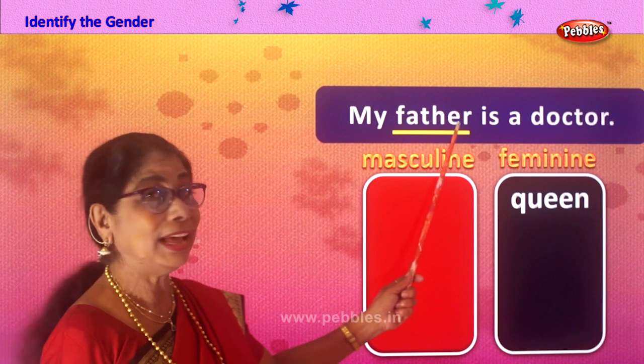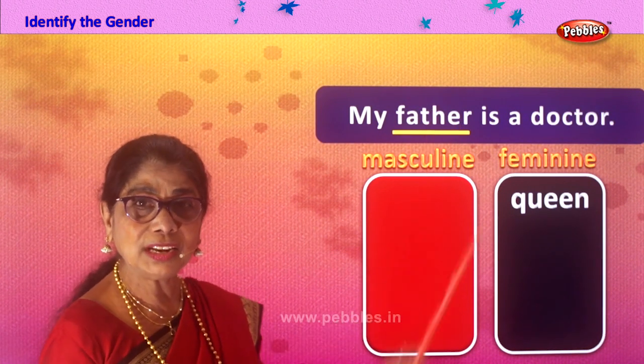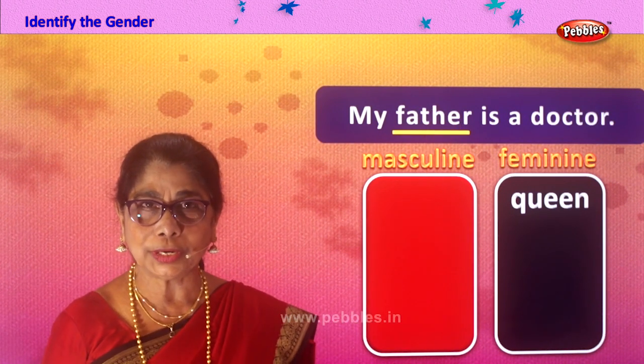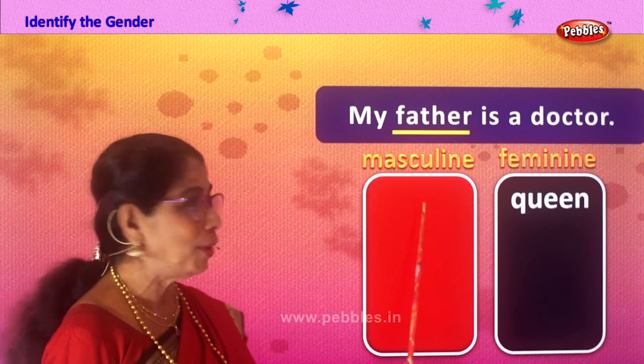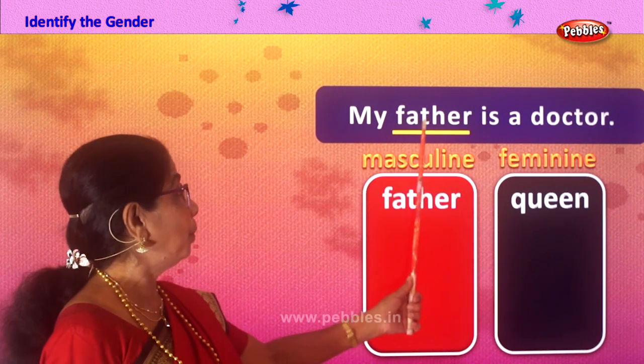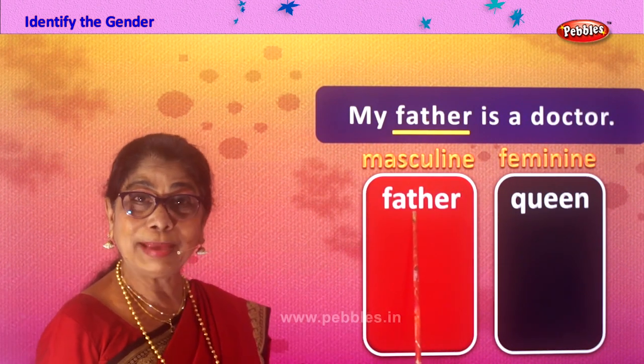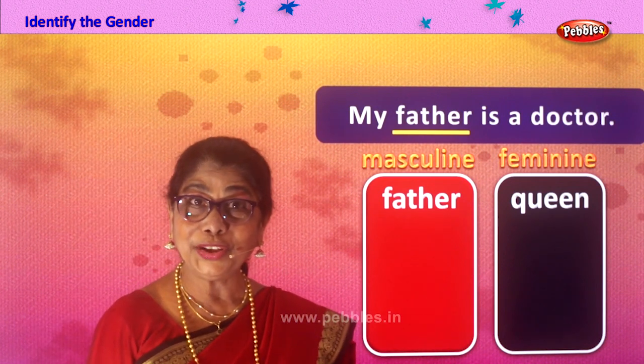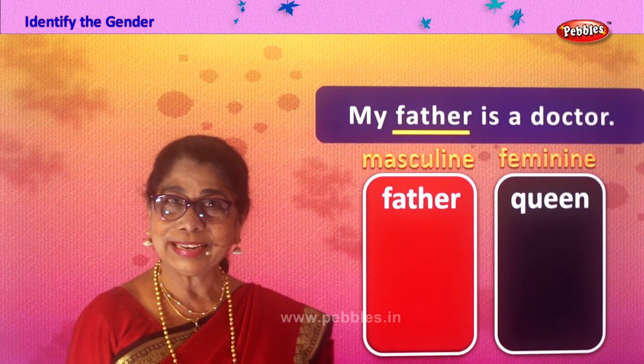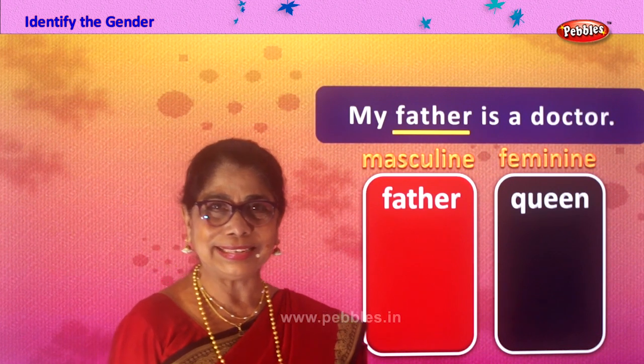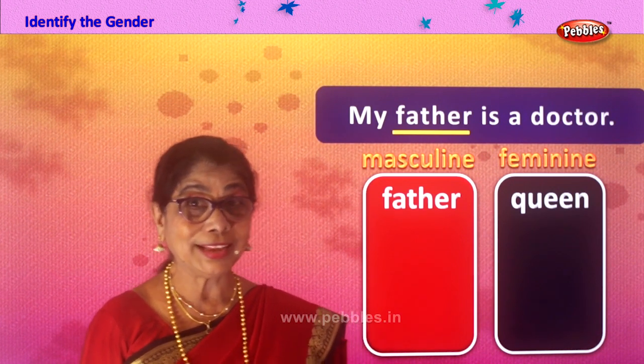Now we underline father, a masculine gender. And which box are you going to put it? Good, in the red box. So we put father in the red box. Masculine gender. Very good. Let's look at another sentence. Are you enjoying, children? Good.